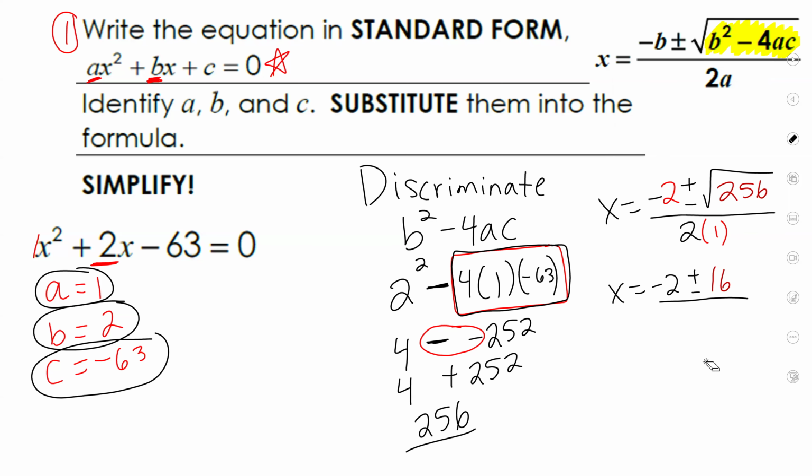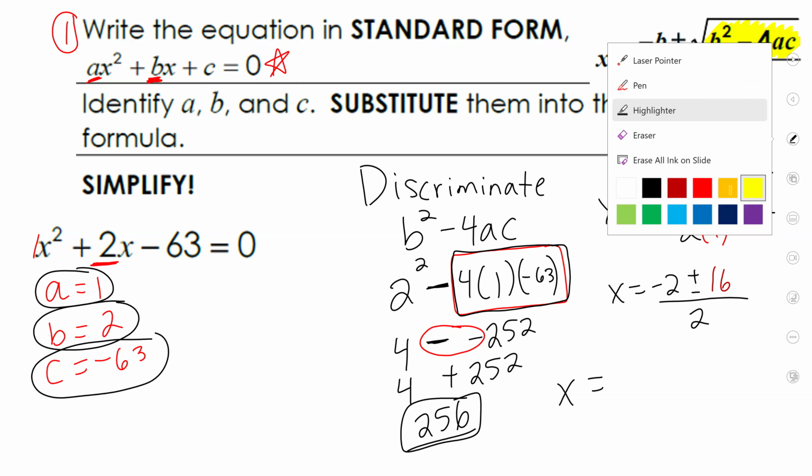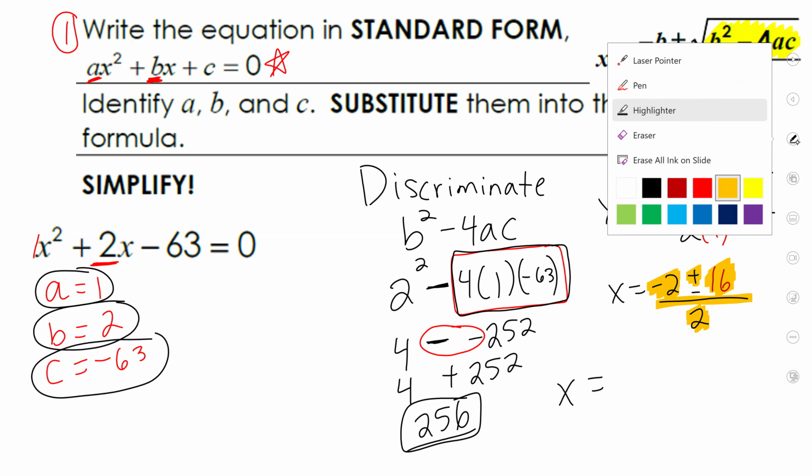All right, let's finish this. 2 times 1 is 2. All right, so we're almost done. We have 2 answers. We know we have 2 answers because our discriminant is positive. So let me highlight what I'm looking at. What is negative 2 plus 16? 14. Divided by 2 is what? 7. So one answer is 7.